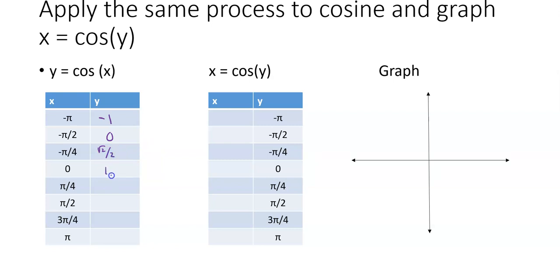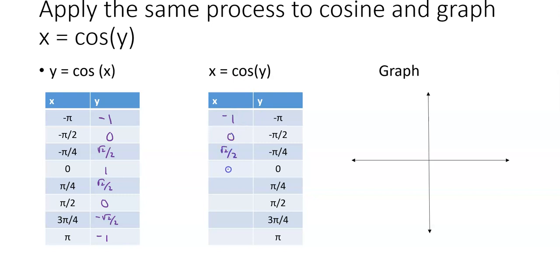Cosine of 0 is 1. Cosine of pi over 4 is root 2 over 2. Cosine of pi over 2, that's the x-coordinate at the top of the unit circle, that's 0. 3 pi over 4 is now in the second quadrant, that's negative x values, negative root 2 over 2. Cosine of pi is negative 1. So if I take y equals cosine x, I switch the x's and y's, and I get x equals cosine of y. So I get negative 1, 0, root 2 over 2.